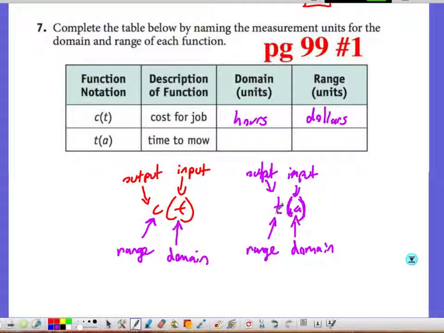So pause this video, determine what are the units. Okay, so a again represents acres. Acres, and then the range represents time in hours. That's it.